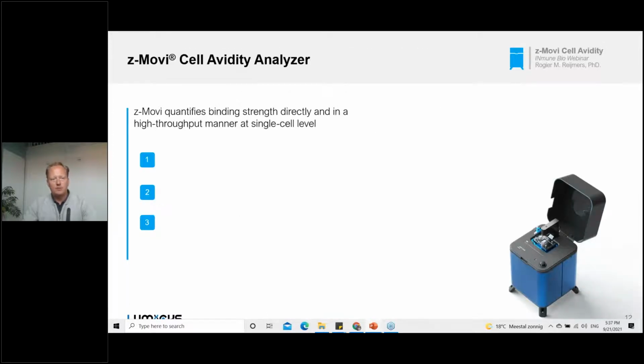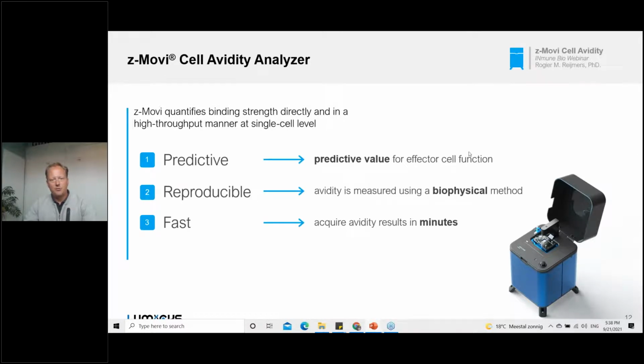So Z-Movi quantifies the binding strength directly and in a high throughput manner at a single cell level. So it's predictive for the effector cell function. It's a reproducible method because we use a biophysical way of separating the cells, which I come into within a minute. And your results can be acquired within minutes.